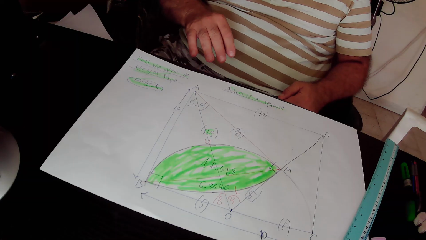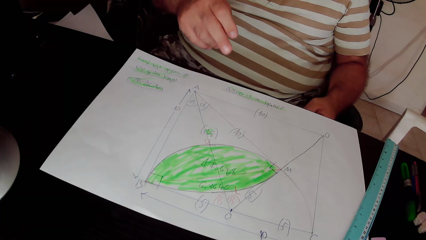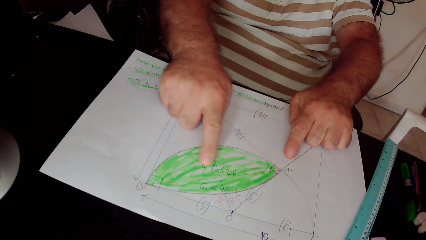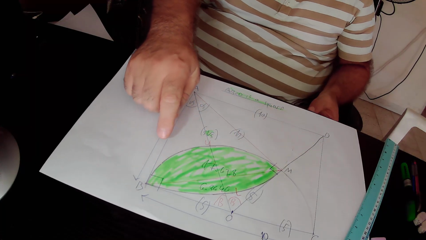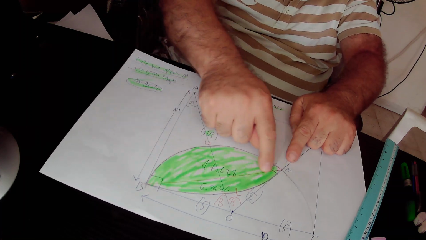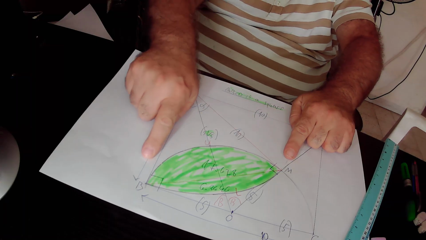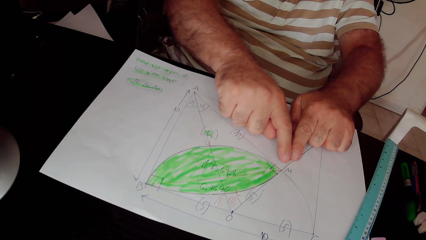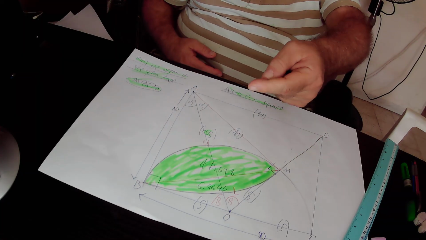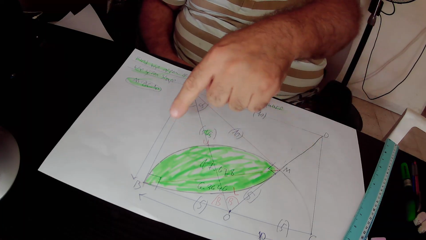Our task is to find the area of this green shape. In order to do that, we join points M and B together by a straight line. By joining points M and B, we divide this green shape into 2 parts. The first part is the upper segment MUB, and the second part is the lower segment MLB. We calculate the area of each segment separately, then add the 2 areas, and this will be the area of this green shape.